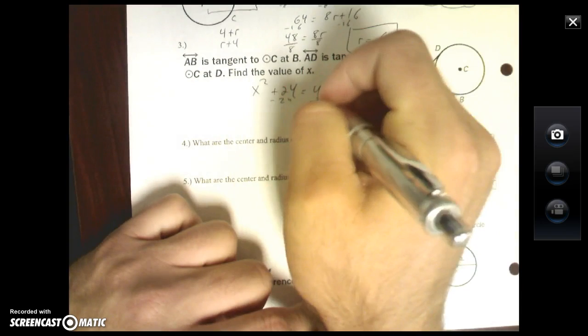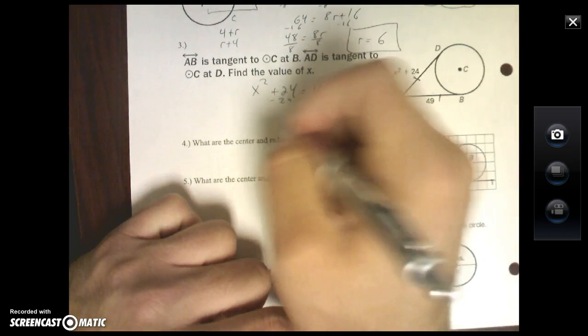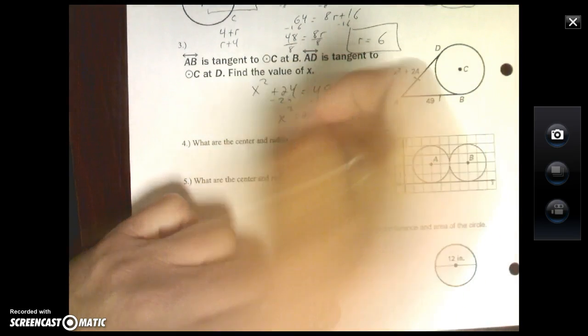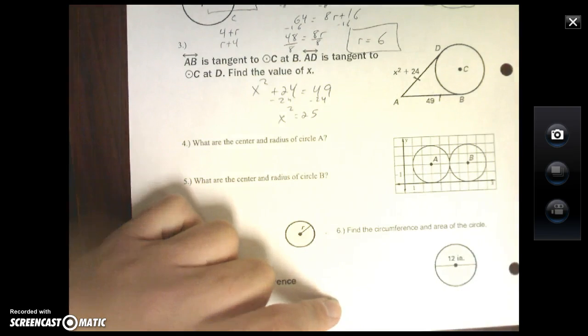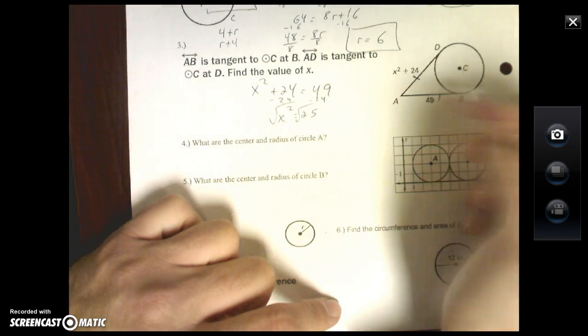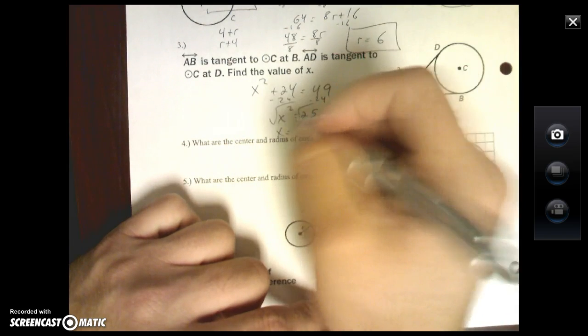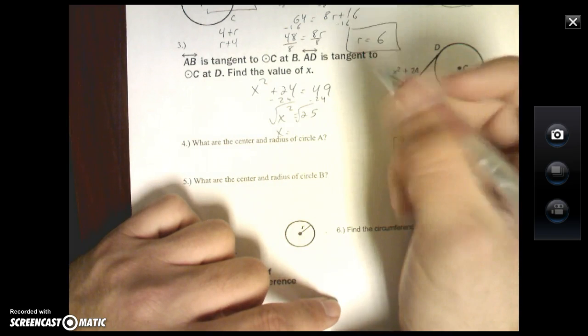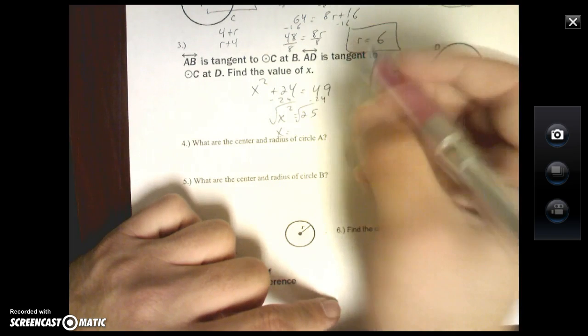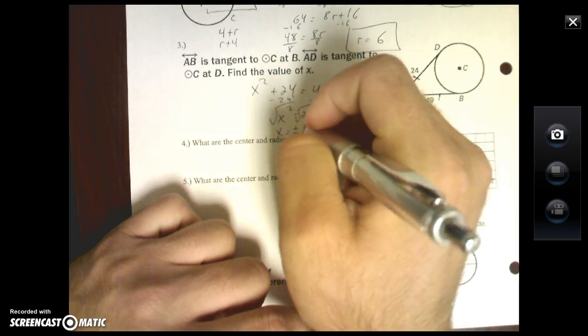Subtract 24 from both sides. x squared equals 25. Now I'm going to square root both sides. x equals... When you square root both sides of an equation like this, I don't know if you guys have ever seen it before. It's not the end of the world if you haven't. But we have to put plus or minus 5.